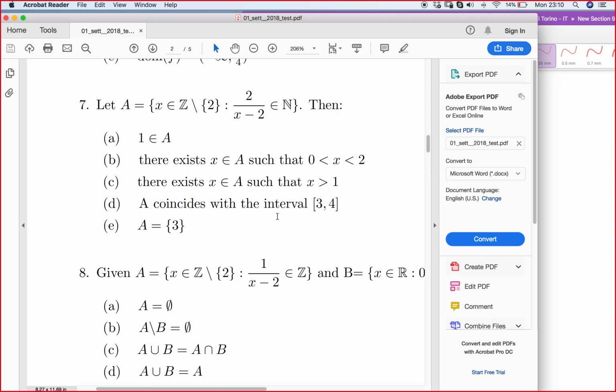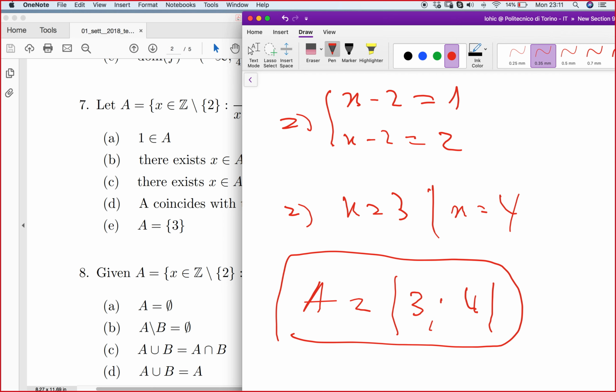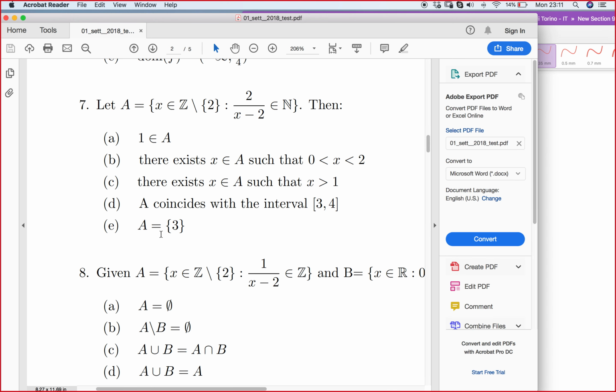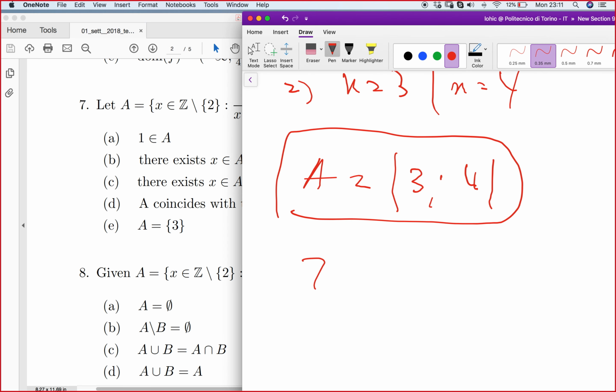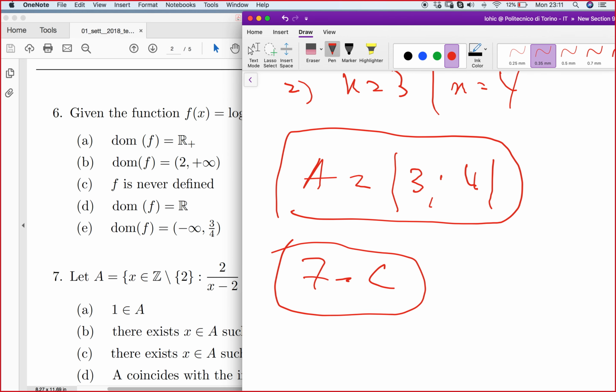Okay. A coincides with the interval 3 to 4. No, A is not, because when I take the interval, it means I take all the values between them. Yes or no? But we know that A is just 3 and 4, not all the interval. And then they say that A contains only 3. It is false because A contains also 4, right? So we have 7C. Okay. Any question? Any doubts?